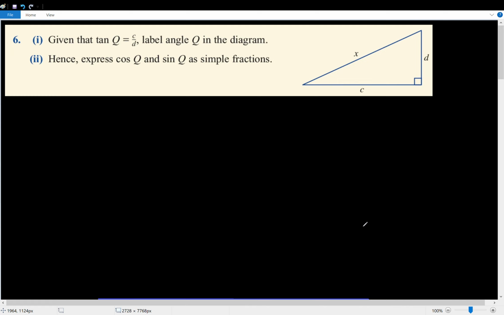This is questions 6 and 9 in exercise 16.1 in Project Maths 2. So, given that the tan of Q is equal to C over D, we have to label the angle Q in the diagram.